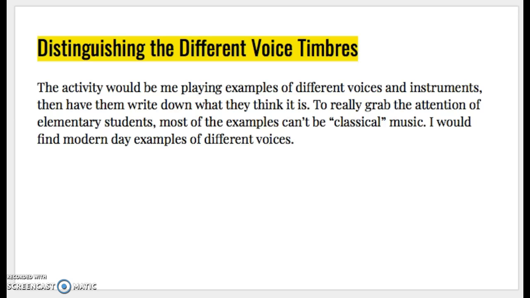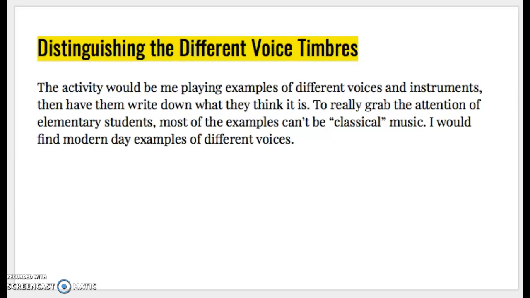And to really grab the attention of the elementary students, most examples can't be classical music anymore. I would have to find modern day examples of different voices. This summer, I was an intern in an elementary school summer program, and sometimes I would have pop music playing, and they probably knew more than I did.